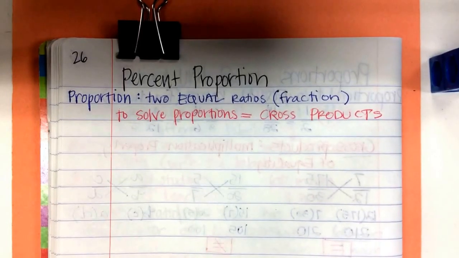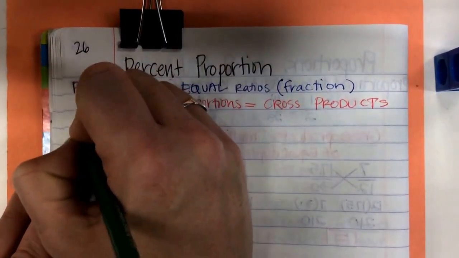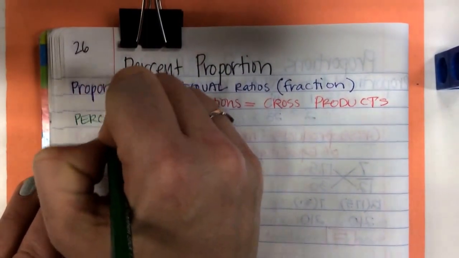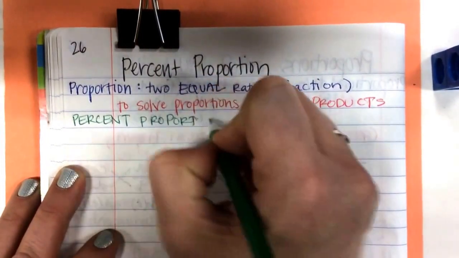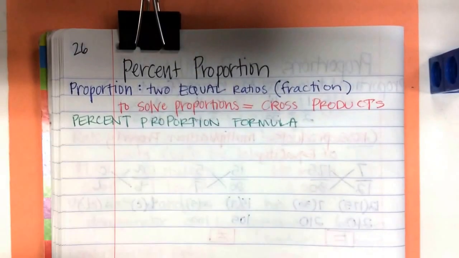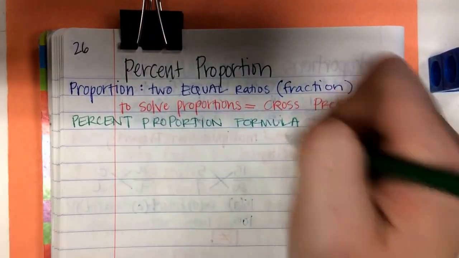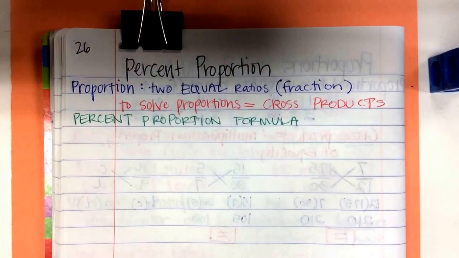Today, every single problem is going to use the percent proportion. Every single problem is going to use this formula. Anytime you have a percent, you're finding percent. What is 80% of this? If I want a B on my test, how many points do I have to get right? 80%.